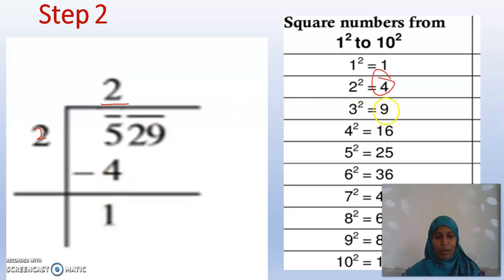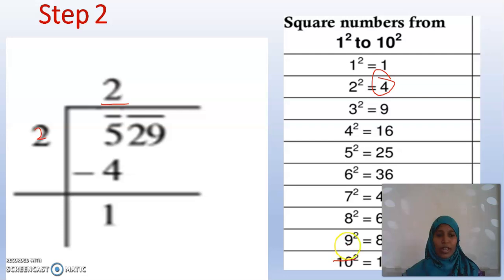From the square table, you will choose a number such that it is smaller than the first bar number. It can be a single number or two-digit number. Is it clear? Only within the square table you will get it. Not even 10 squared.